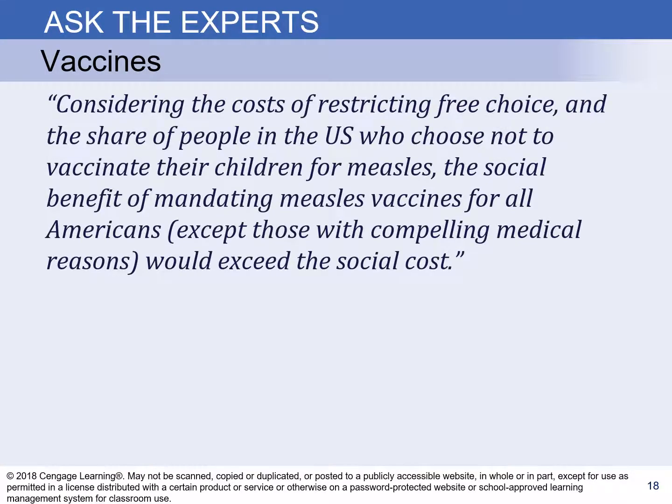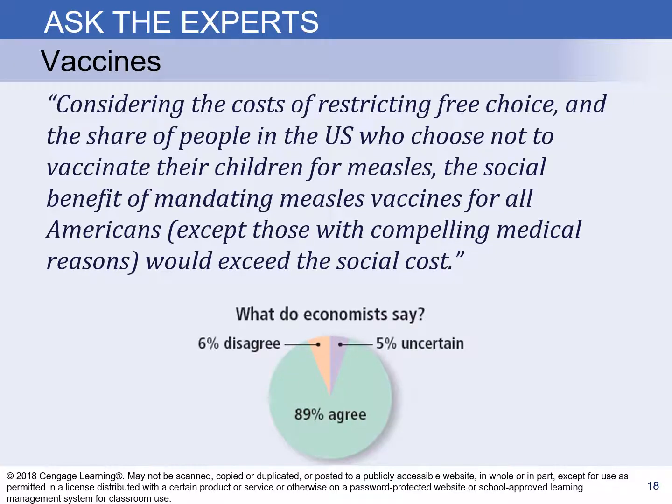So let's look at this example again of vaccines. Considering the cost of restricting free choice and the share of people in the U.S. who choose not to vaccinate their children for measles, the social benefit of mandating measles vaccines for all Americans, except those with compelling medical reasons, would exceed the social cost. 89% of economists agree.